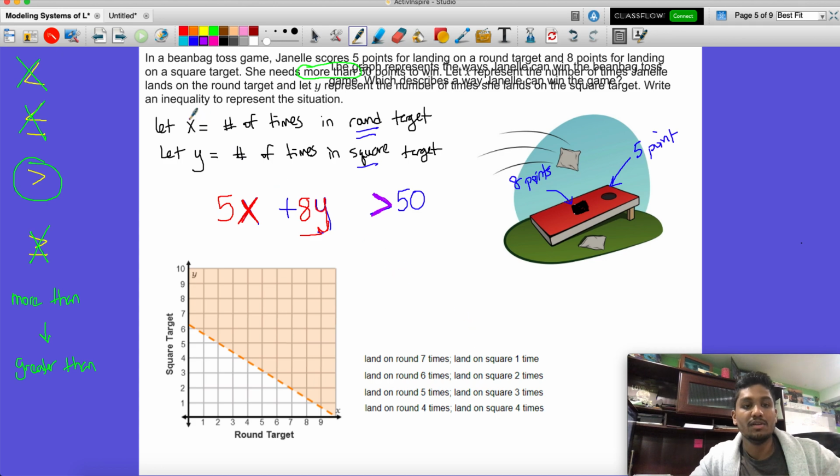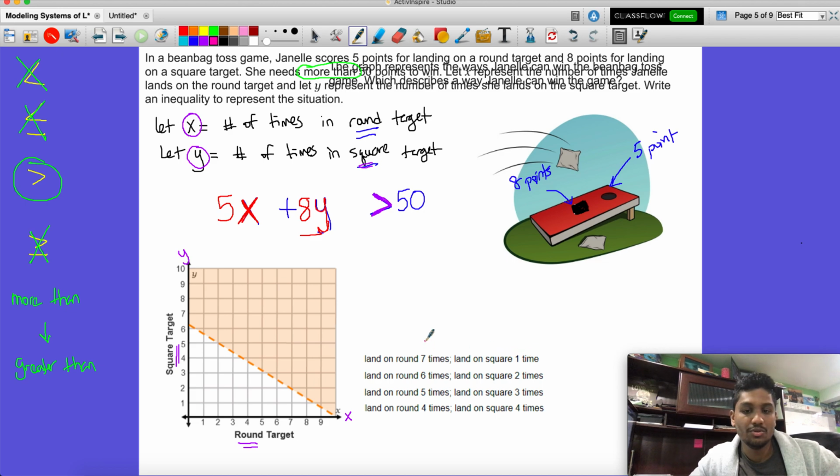Now notice as well that they say let x equal the round target, so that's why down here on the x-axis it's labeled round target, and then y was the square target, and so that's why the y-axis here is the square target. Some of the choices they gave us: is it possible that she could get more than 50 points if she landed on the round 7 times and landed on the square 1 time?